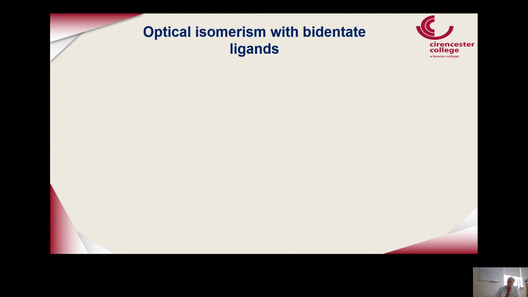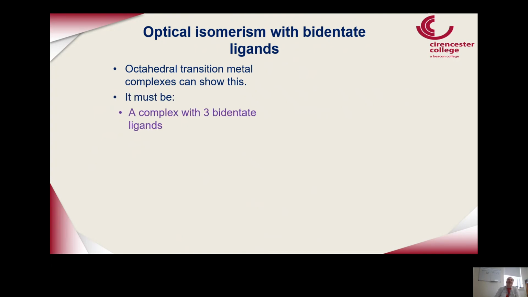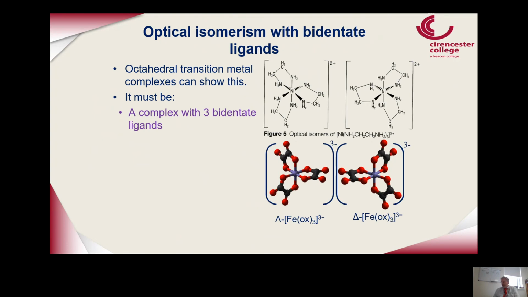So optical isomers with bidentate ligands. Okay, optical isomerism, transition metal can show this. It must be a complex with 3 bidentate ligands. Okay, so I can show you that. Did I take it apart? I did take that bit off, but that's okay. I've got that one. And I've also got this one. Right, so I can model this sort of thing going on. Okay, so let's just stop sharing my screen there.